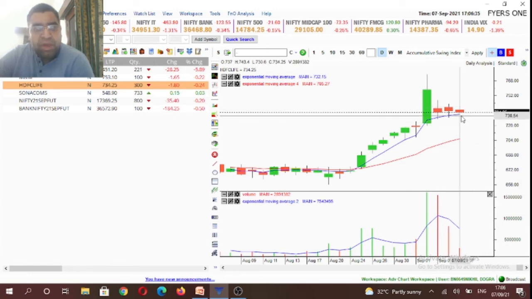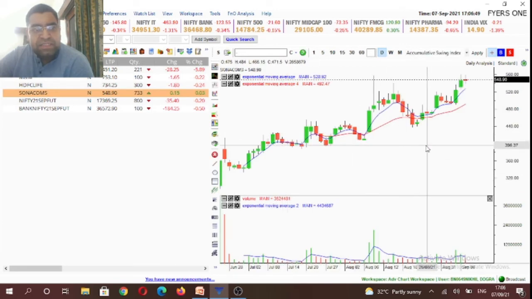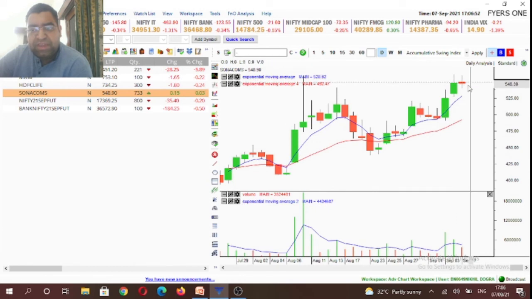So we'll look for a buying opportunity above 743.5 levels, and aggressive traders can also look for selling opportunity below 730.5 levels on lower position size. And our final stock for tomorrow is Sona Comstar. It's in an uptrend based on 5 and 20-day exponential moving averages. So we'll look for a buying opportunity above 561 level, and aggressive traders can look for selling opportunity below 540.5 levels on lower position size.